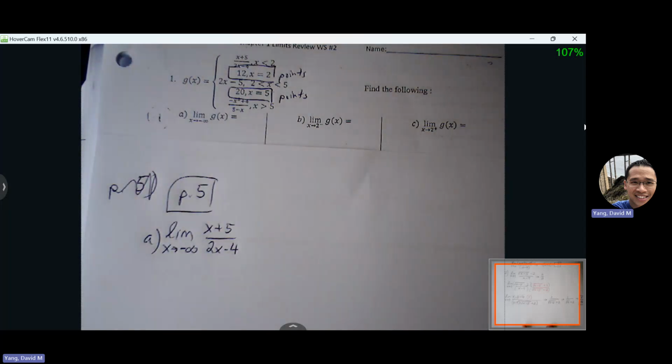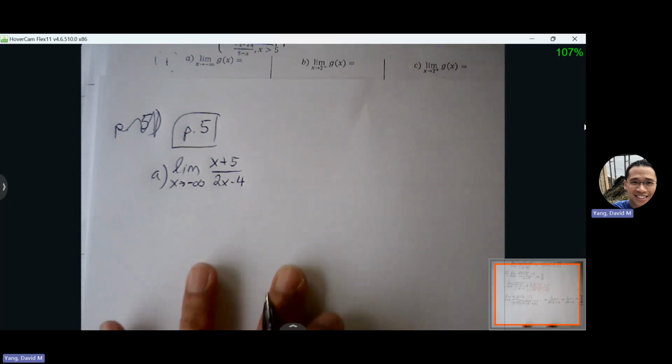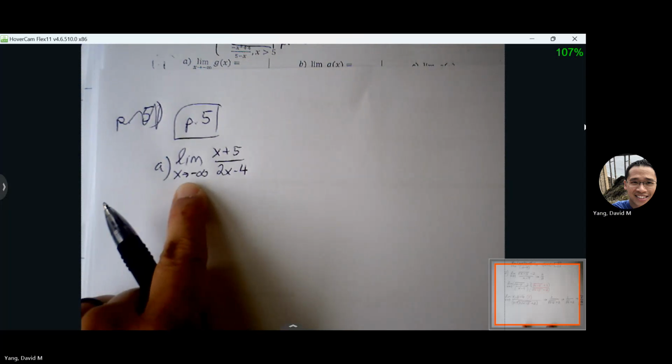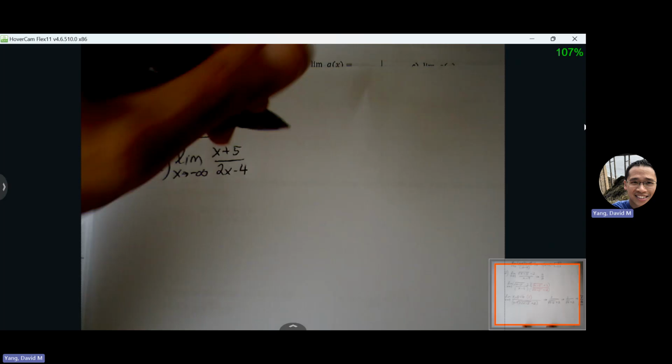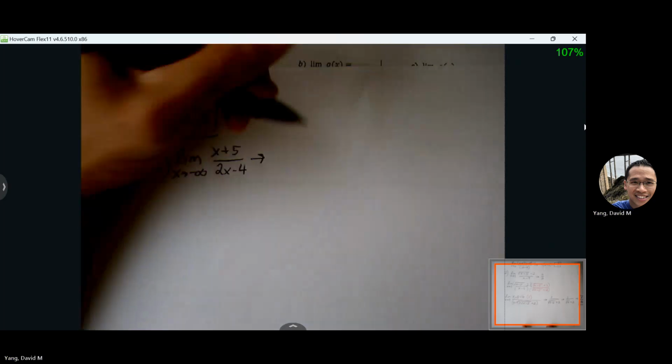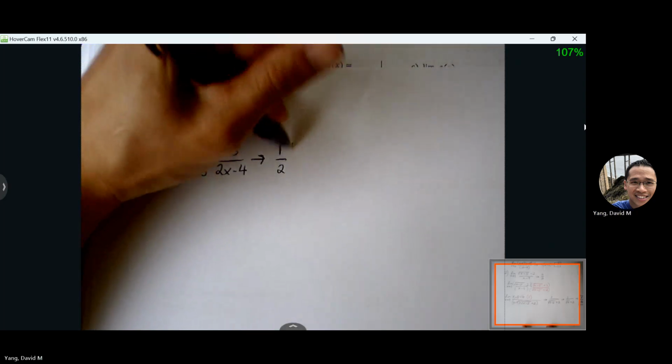All right, what's our first step if we see positive or negative infinity? Yeah, compare degrees, right? What do you notice about the degrees? The same, so therefore, what's my limit? 1/2. Good.